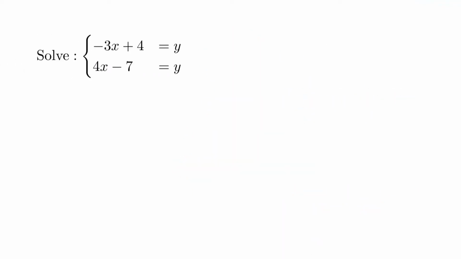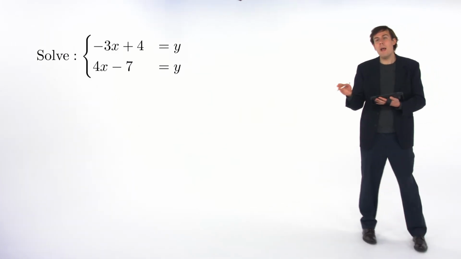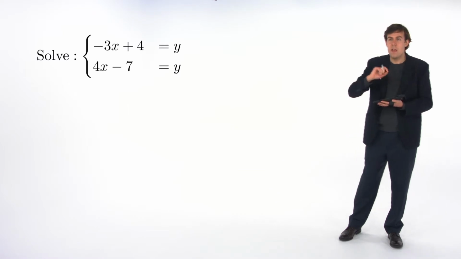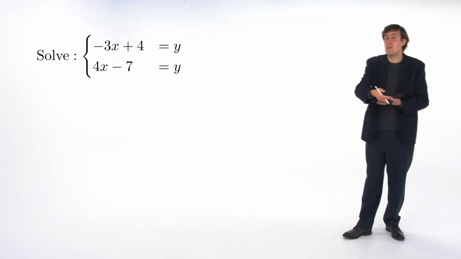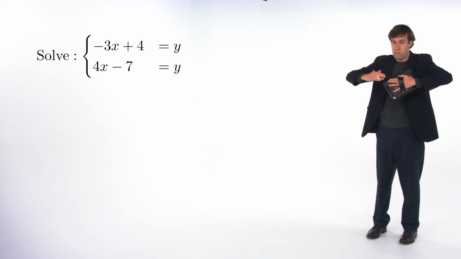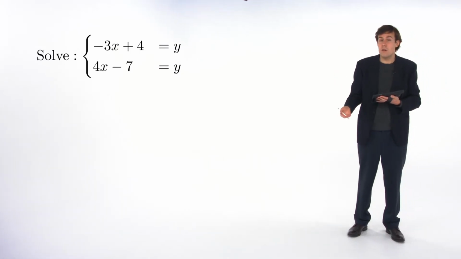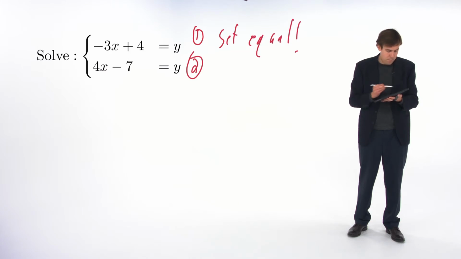So how do we do this? Well, the idea, I think, is actually straightforward. I know that y has to be equal to something from the first equation, and y also has to be equal to something from the second equation. So I can set those two formulations of y equal to each other. And then I'll just be able to solve for x. So the idea is that I have equation 1 and equation 2, and I want to set these equal.